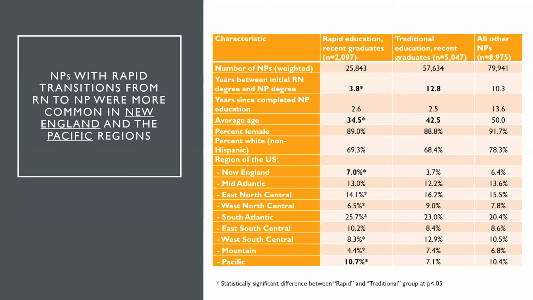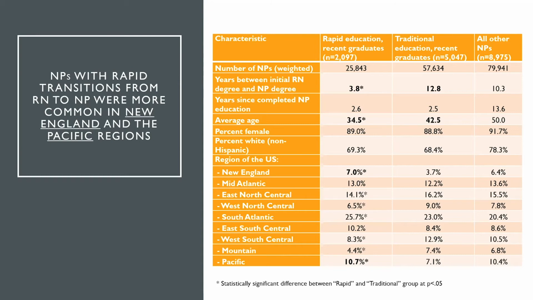So first of all, I bolded some of the key results. This rapid group had an average of 3.8 years between RN and NP. The traditional group, 12 years. So there's a big difference between these two groups. And you can see that the rapid group was younger. The next result I highlighted, which is not surprising, kind of falls out of how we've constructed the sample here.